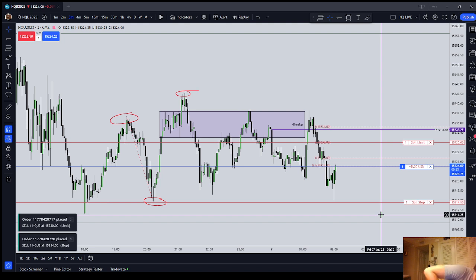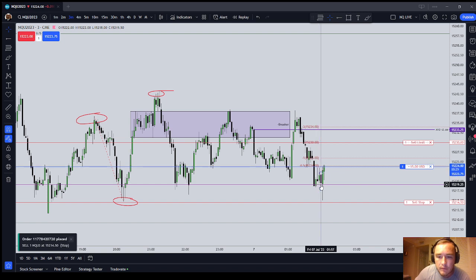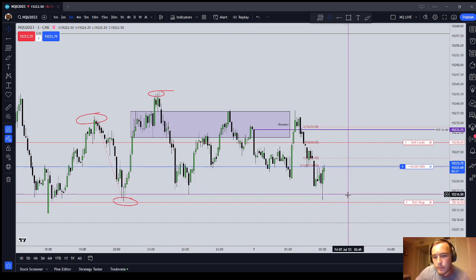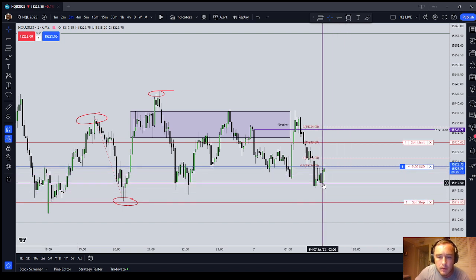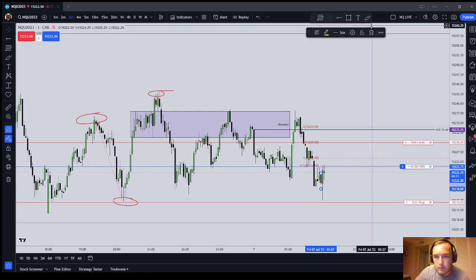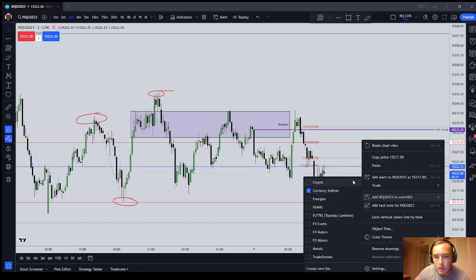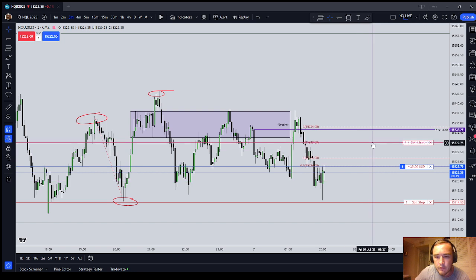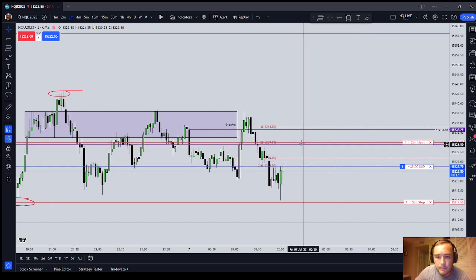A long one. Just using a standard deviation from this order block here. That should be an order block, or, you know, close enough. And I'm aiming for the second standard deviation. I could get back up to the 3.